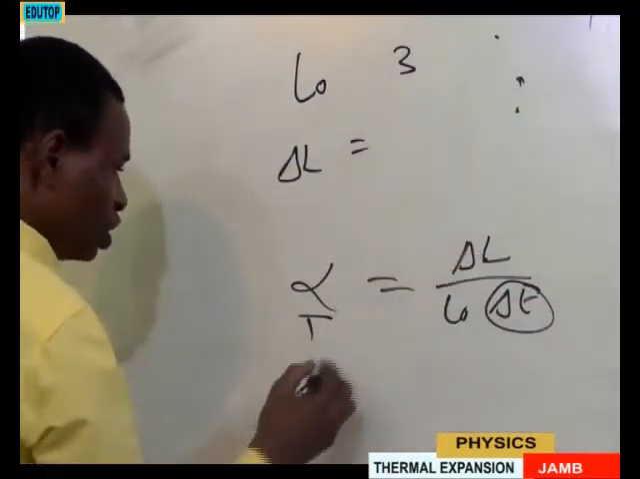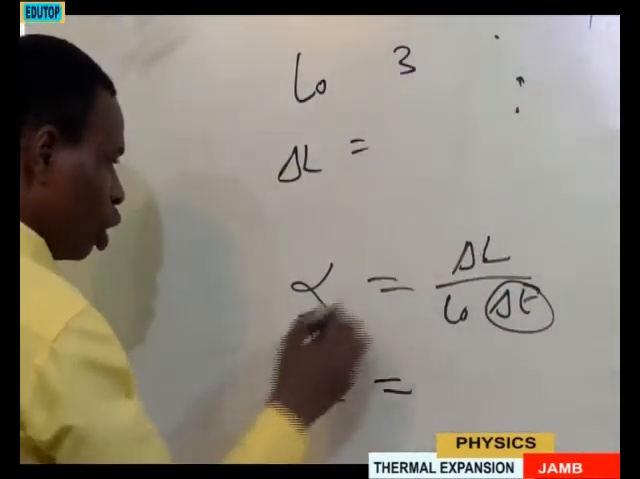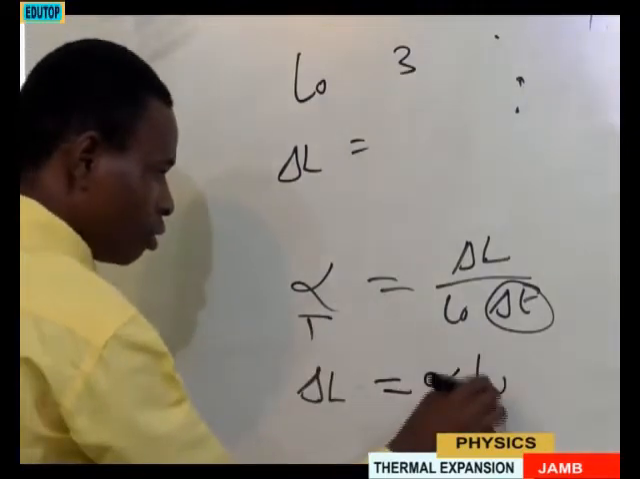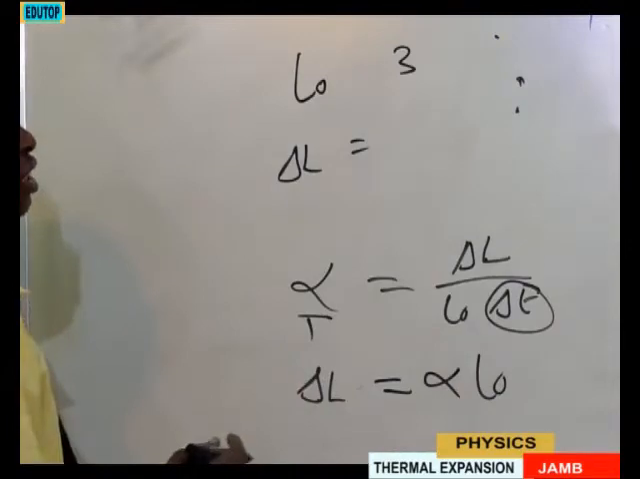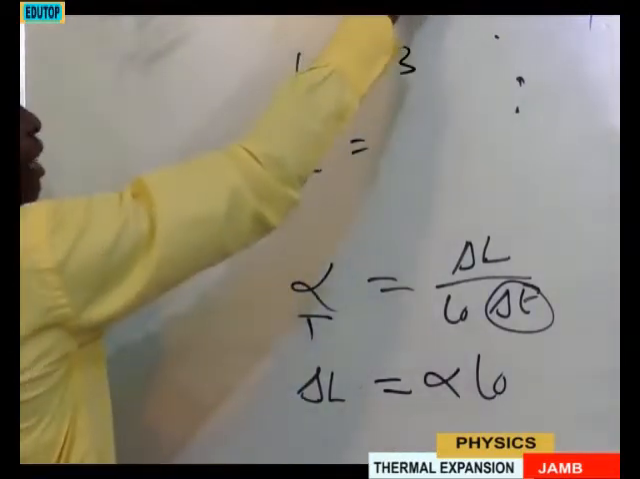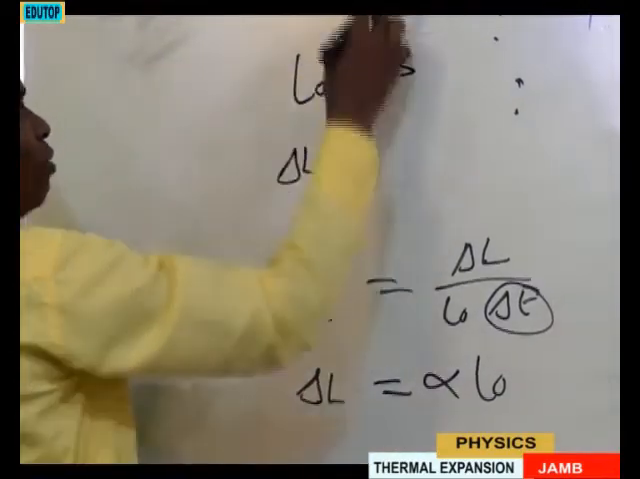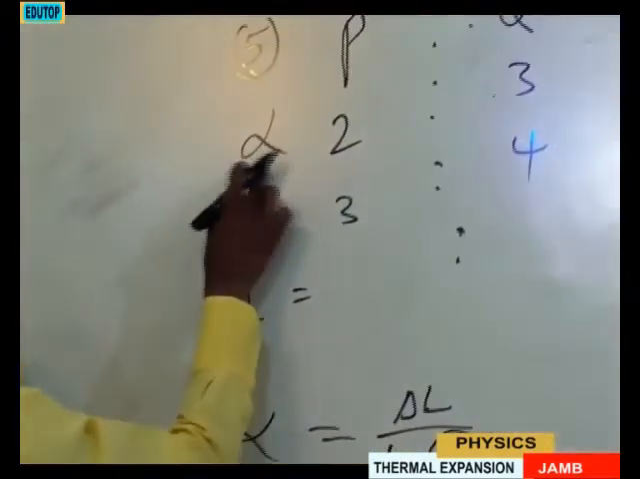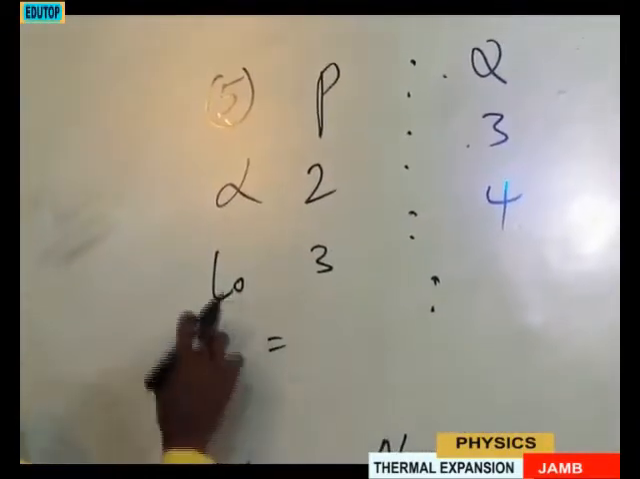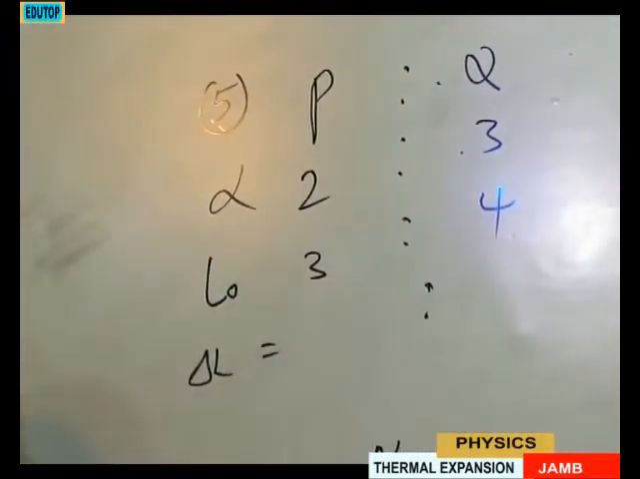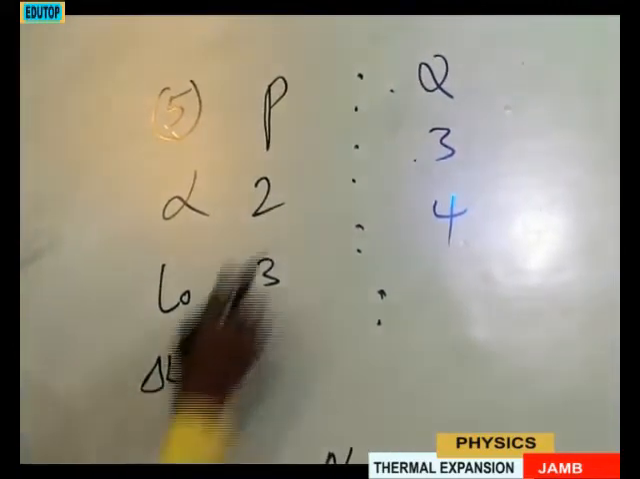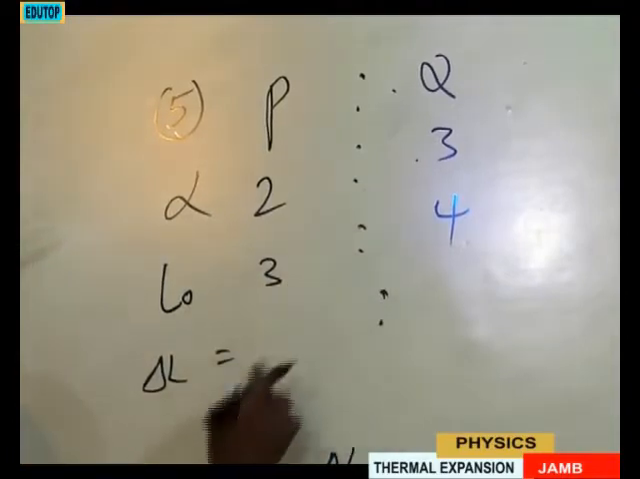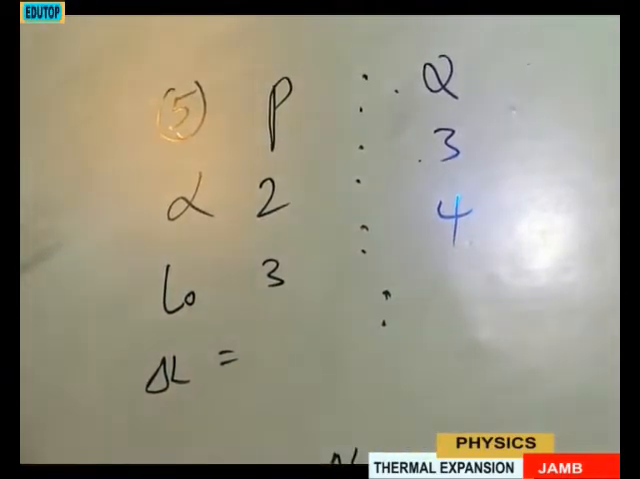Okay? So let's make change in length equal to linear expansivity and original length. Is that not what you are given? For the metal P and metal Q, their linear expansion is 2:3, original length 3:4. They now say what is going to be the increase in length or change in length of both metals in their ratio. It's as simple as that.